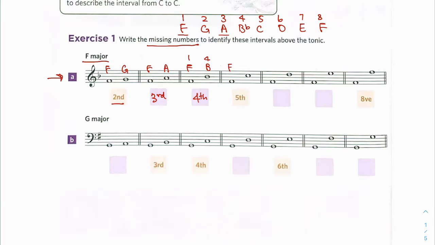Next bar, we have F going to C, which is degree number 1 going to degree number 5. Therefore, it's a fifth. Next, we have F going to D, which is degree number 1 going to degree number 6. Therefore, it's a sixth. Next, we have F going to E, which is degree number 1 going to degree number 7. Therefore, it's a seventh. Okay, the last bar, we have an F going to an F. It's degree number 1 going to its octave. Therefore, it's an octave.